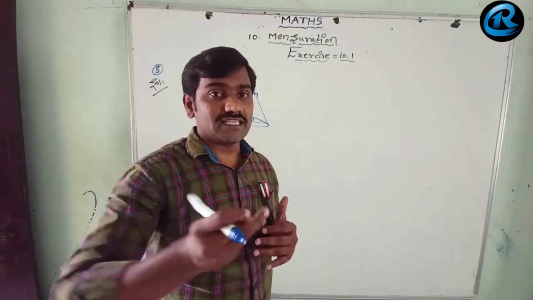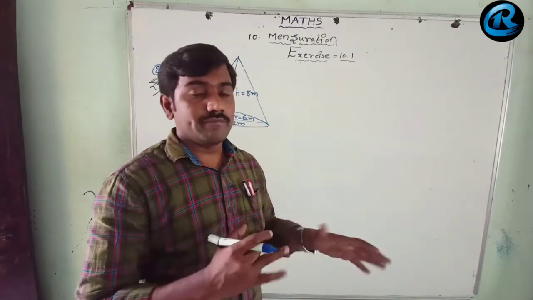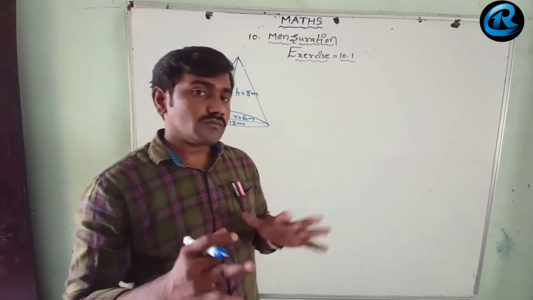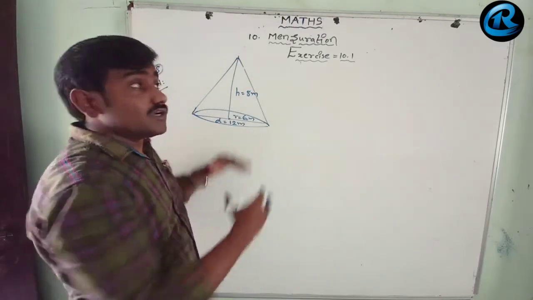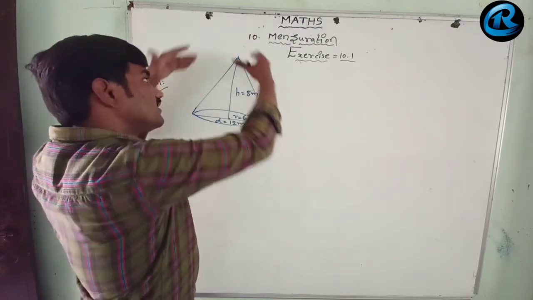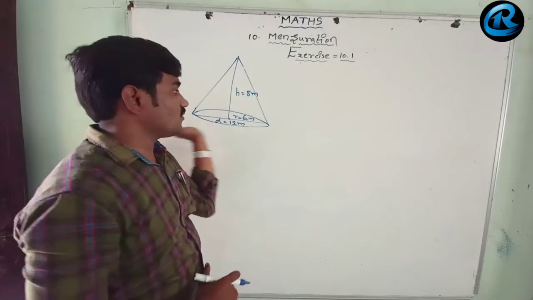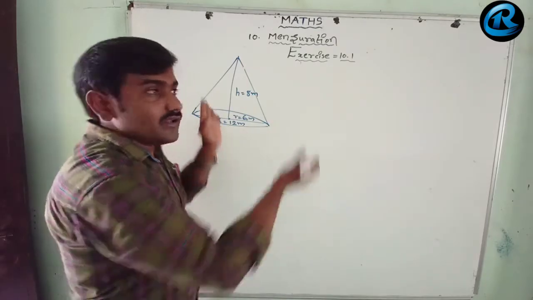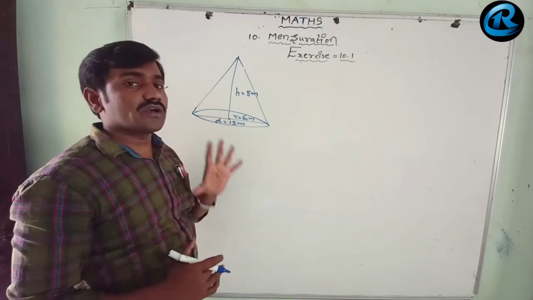The tarpaulin cloth we used to use to not wet the rice. So the tarpaulin cloth will cover like this. The tarpaulin cloth will be covered towards the heap, not at the bottom. So we have to find out the curved surface area only, not the total surface area. We don't cover at the bottom, we only cover the heap. So there we have to find out the curved surface area.